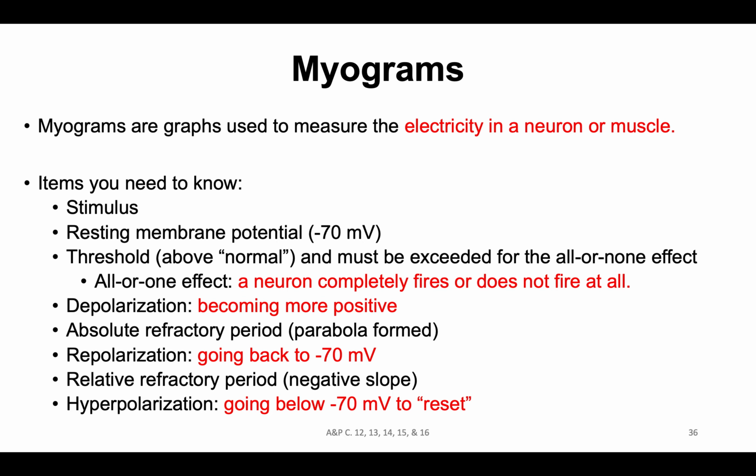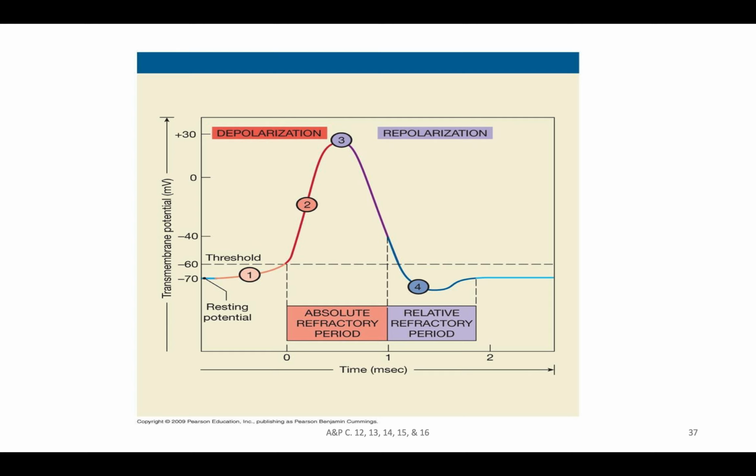And again, depolarization is when the cell becomes more positive. The absolute refractory period, which we'll look at a little bit later, has a specific part of the graph. Repolarization is when we go back to negative 70. Again, we'll look at relative refractory in a minute. And then hyperpolarization is going below negative 70 to reset the neuron. So this graph is showing you where your resting potential is, what that threshold potential is, and if that threshold potential gets passed, our neuron is going to fire.